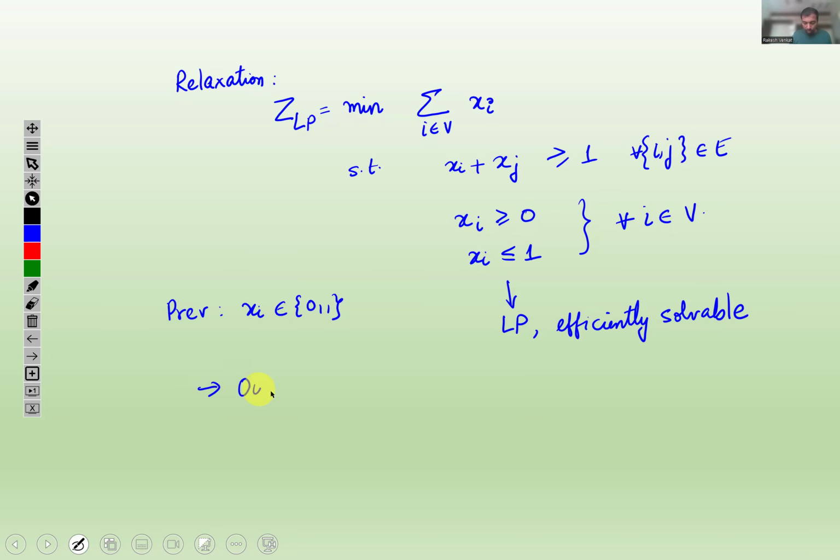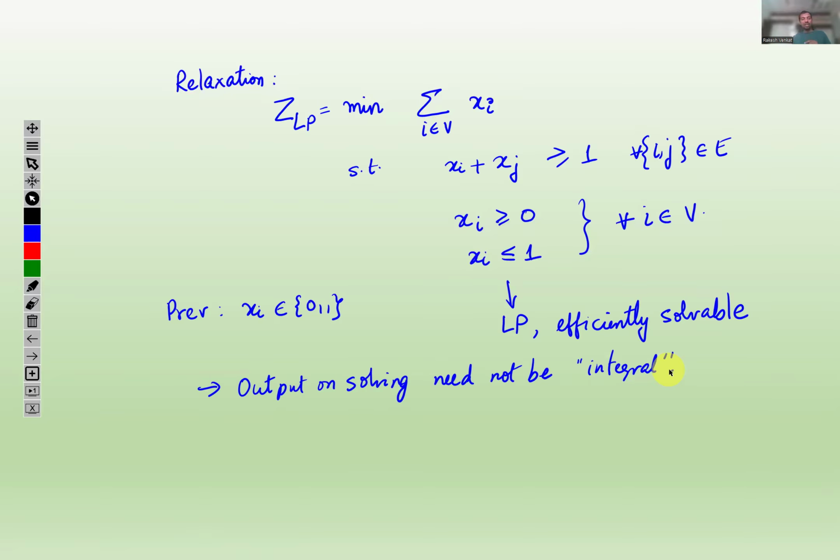So the output when you solve it, that is, you feed it into a solver, it gives you some answer X star, which is the optimal of this program. It need not be integral. If it was integral, either 0 or 1, then I know that the points where xi is equal to 1 should be the indicator vector of an independent set. But that is not true. In this case it need not be integral, and you can have xi's that are fractional.